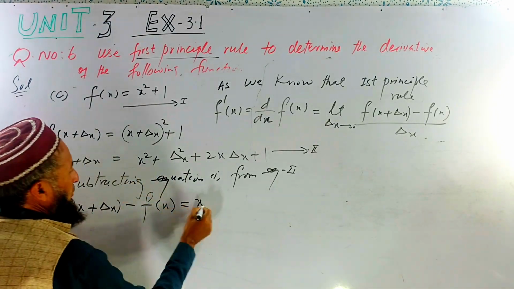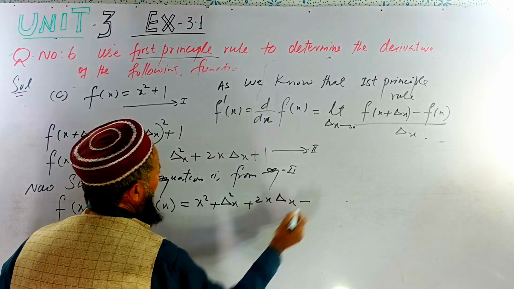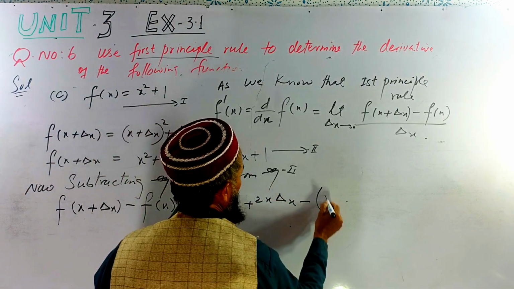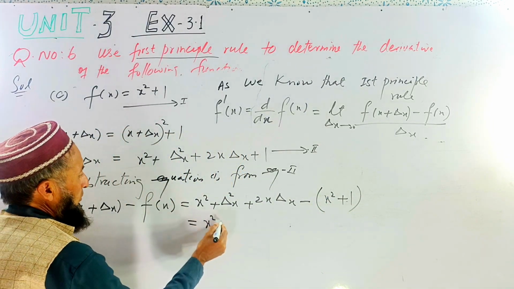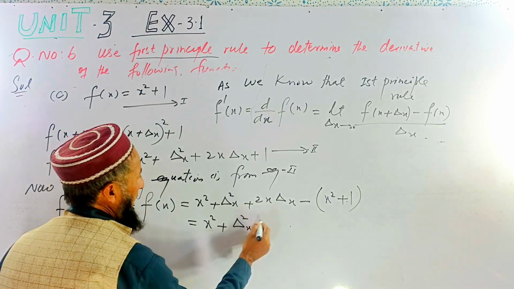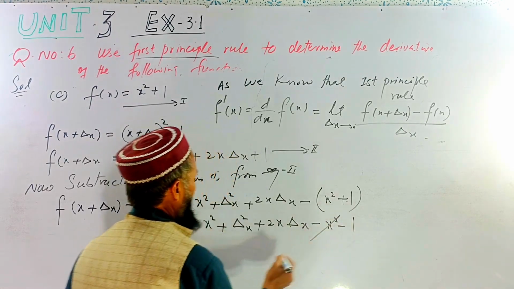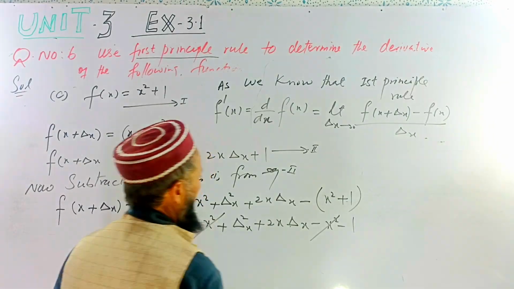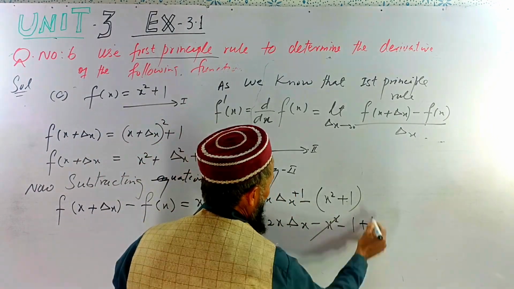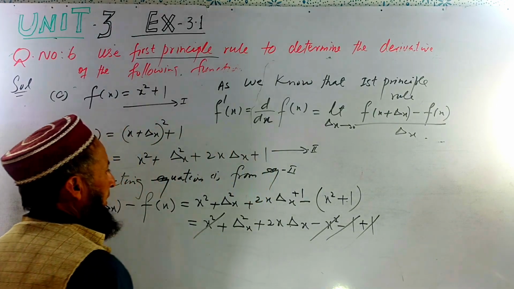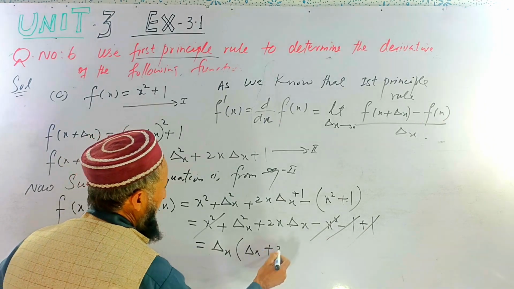f of x plus delta x minus f of x is equal to x square plus delta x whole square plus 2x delta x, minus f of x, where f of x is x square plus 1. Now we multiply by the negatives: x square plus delta x square plus 2x delta x minus x square minus 1. Here there is plus 1 and also plus 1, and both are cancelled to each other. Delta x we are taking common: delta x is common, delta x plus 2x.